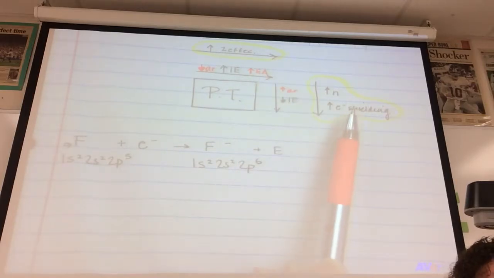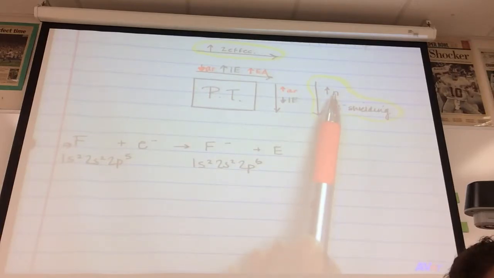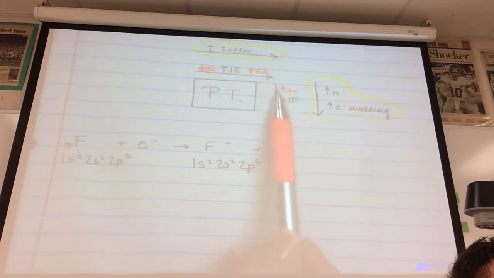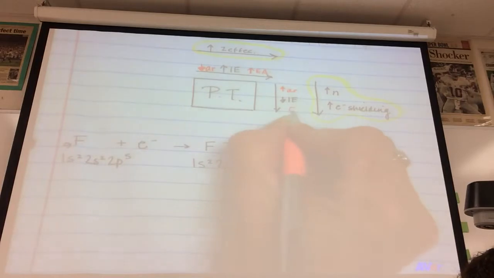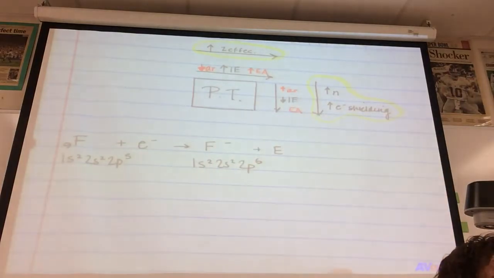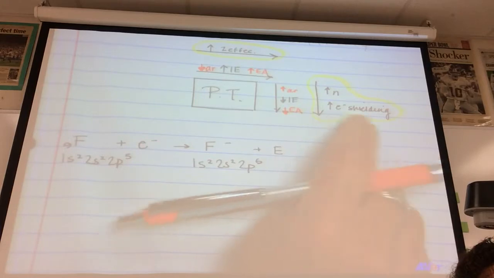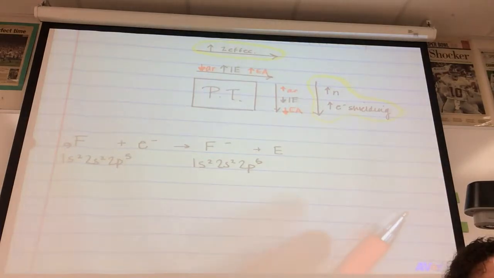As you go down a group, the valence electron would be added to a higher principal energy level, and there would be more electron shielding. So what's going to happen to electron affinity as you go down a group? It's going to decrease because you're attracting it farther from the nucleus and there's more electron shielding by the core electrons.